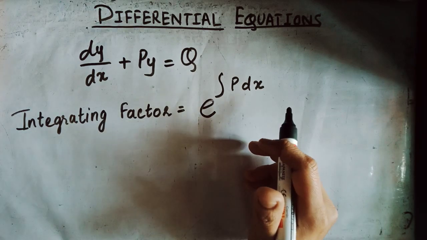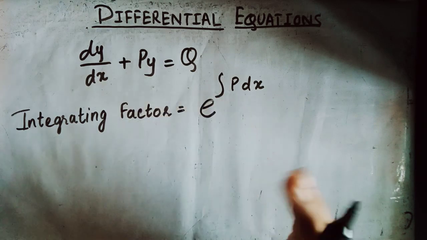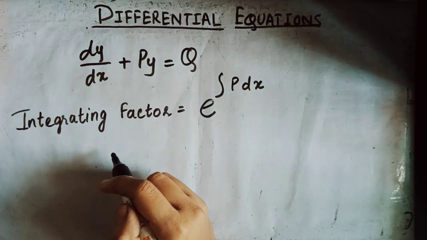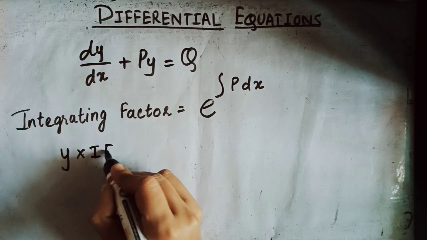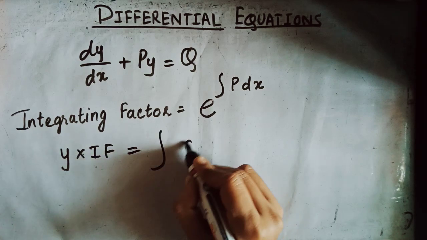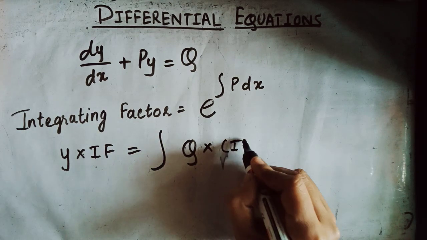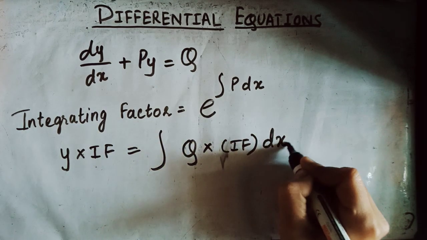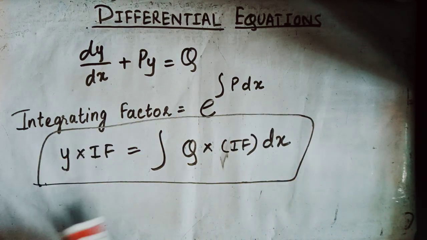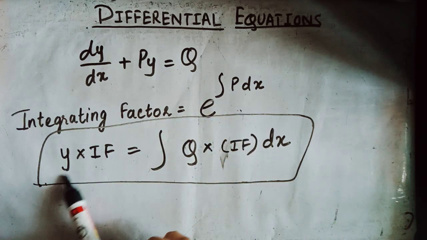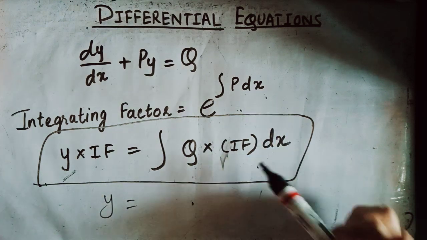And second, you have to multiply this integrating factor in the equation such that you will get y into integrating factor equal to integral of q into integrating factor dx. So in this equation you have to substitute your integrating factor, then you will get the solution, that is y, after solving this. These two things you have to remember.